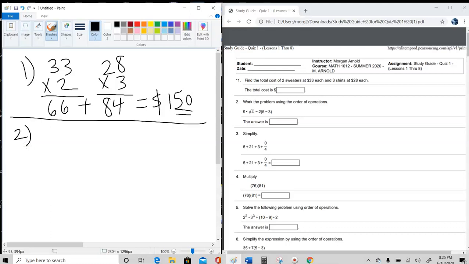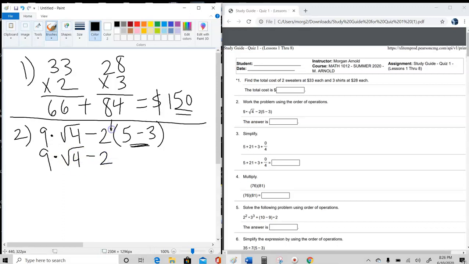Question 2, work the problem using order of operations. And you know that parentheses is first. So 5 minus 3 is 2. The operation here behind that first 2 is understood to be multiplication.